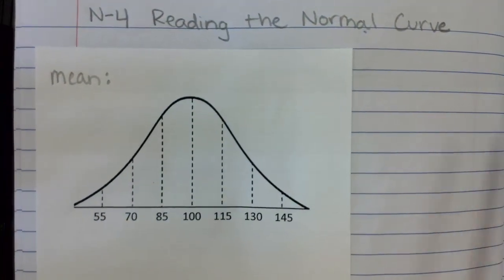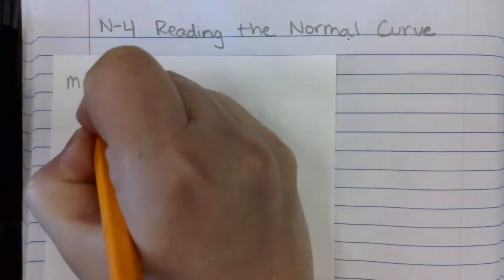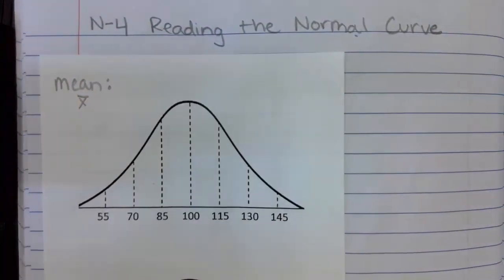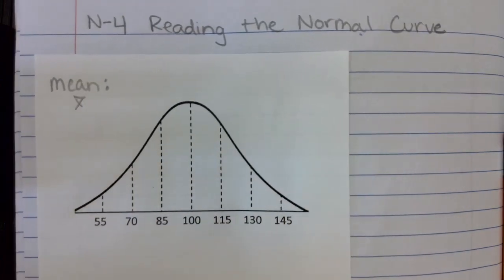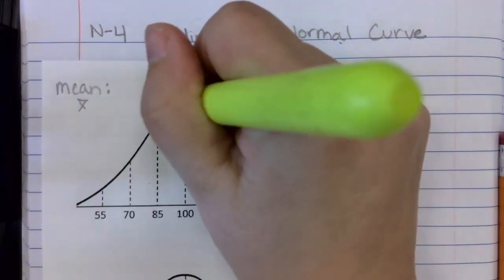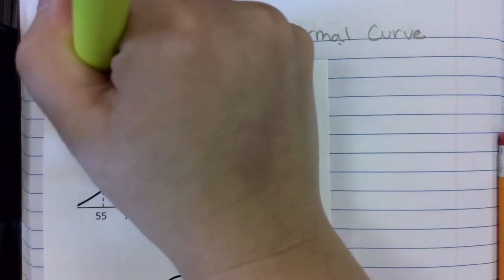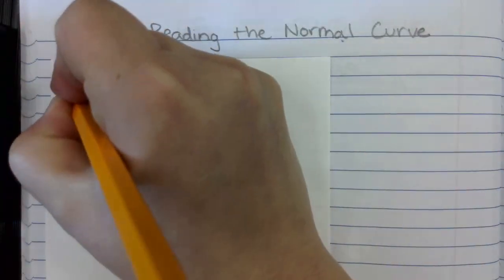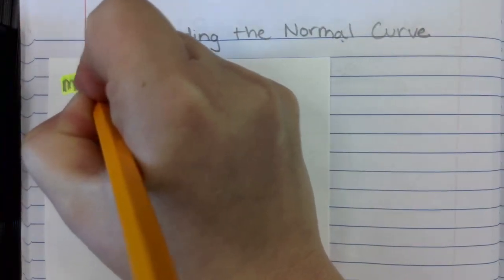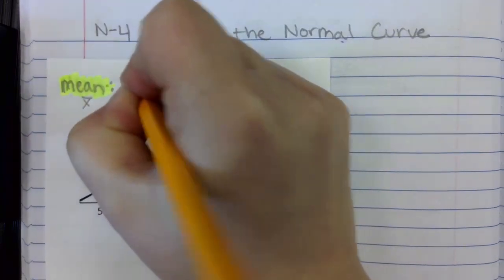The x bar is another way to write that. Yep. What number here is going to be our mean? The 100. Good. How do we know it's going to be the 100? It's at the highest point. It's in the middle. In the middle of our normal curves are mean, median, and mode. So our mean is 100.